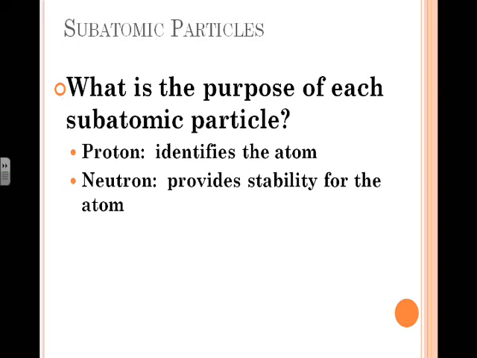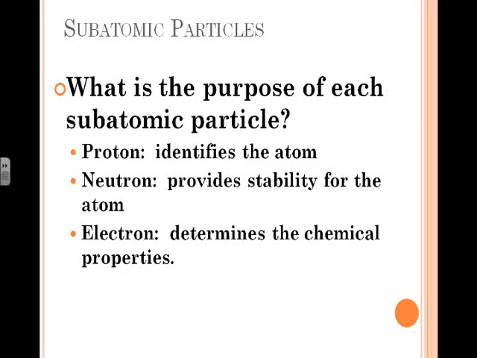Now, neutrons provide stability for the atom. If I have too few neutrons, or if I have too many neutrons, the atom's going to be unstable. And we're going to discuss what happens with unstable atoms when we get to nuclear radiation. But neutrons provide the stability, and they need to have the right number to be stable.